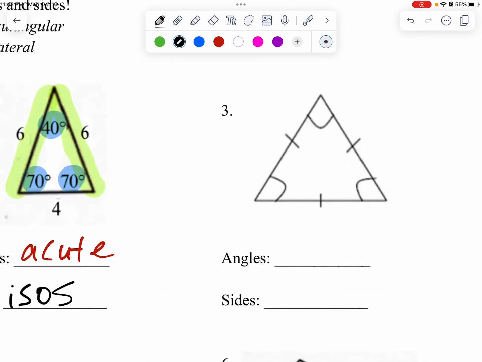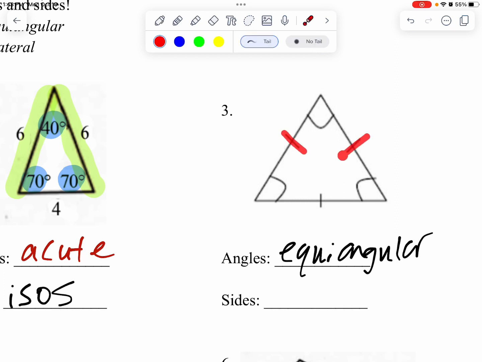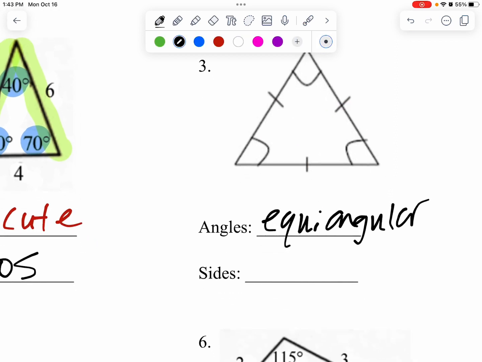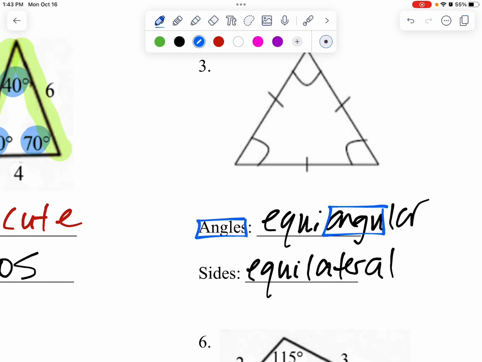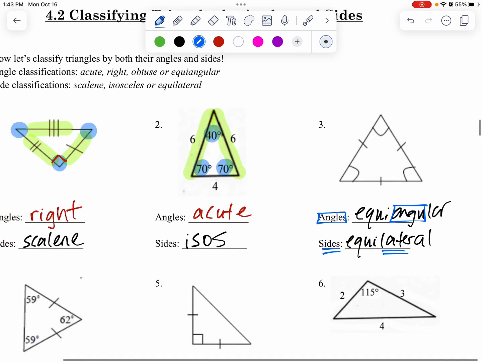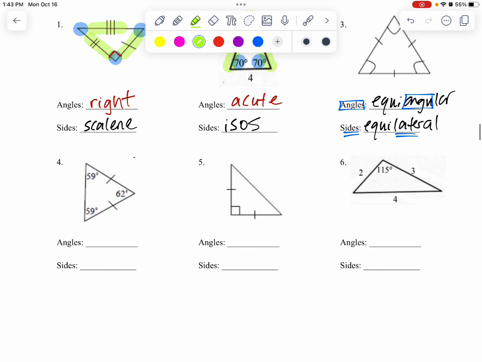Talk about this one. Ooh, I see all 3 angles are equal because of those swoops. That means equiangular. And I see all 3 side lengths are the same because of the single tick mark on all of them. This is called equilateral. Just remember that equiangular, the word angle is in it. And sides, those are your lats. Okay, so use the right vocab word there. Okay, be careful.